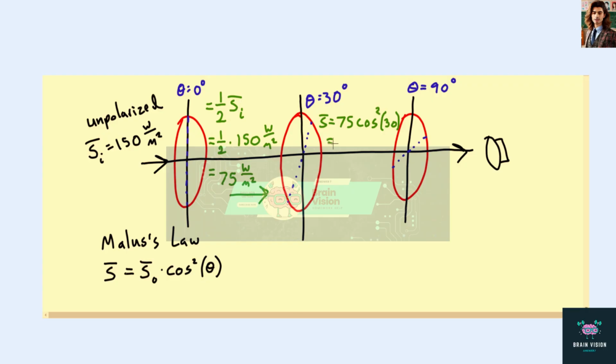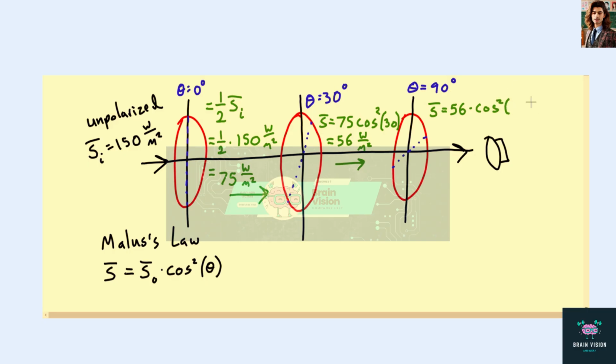Go ahead and plug that into your calculator, and you're going to get something like 56 watts per square meter. And now that's the new intensity that's going to reach the last polarizer. And we just repeat Malus's law again. So intensity here is 56, the incident intensity on that polarizer, times cosine squared.